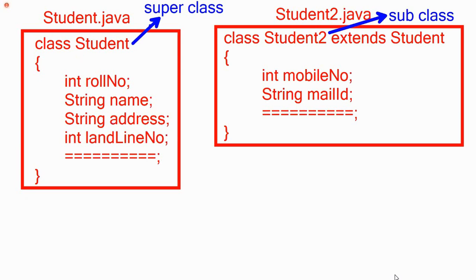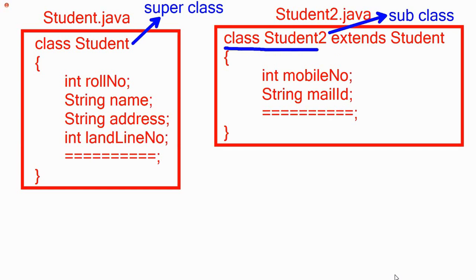Student is superclass. Student 2 is subclass. Suppose if we don't write this one, there is no inheritance. That means it is one class, this is another class. Between two classes, there is no relation. If we don't write these words... I have given notes. First point, you read what I have given.